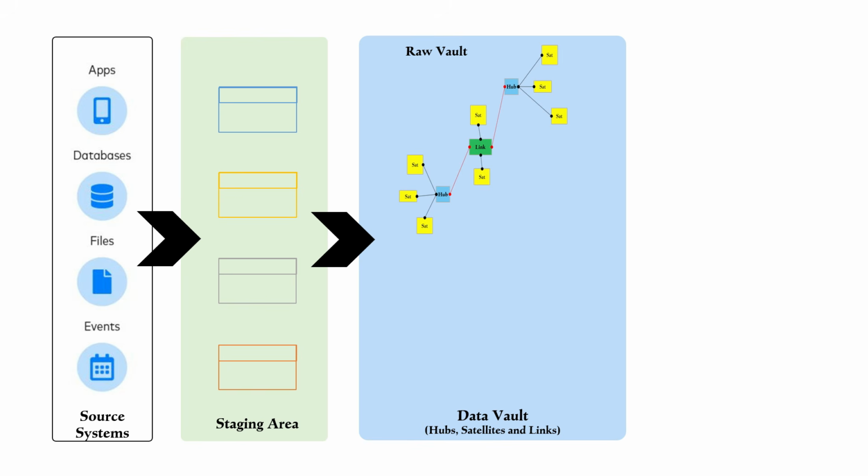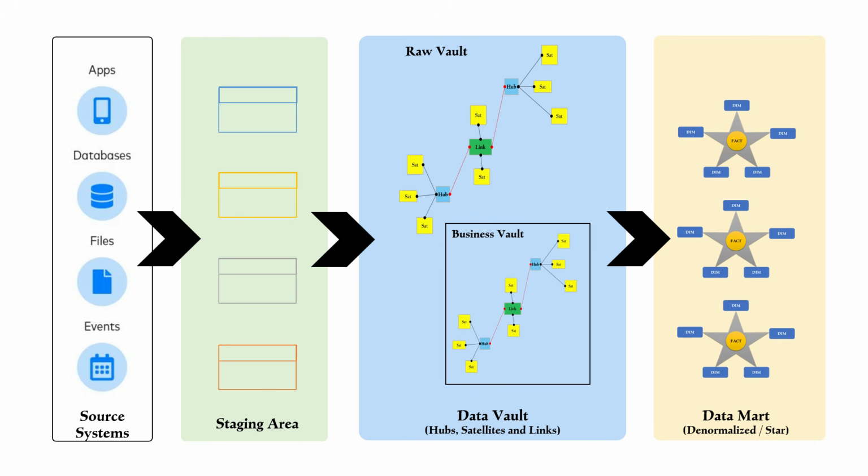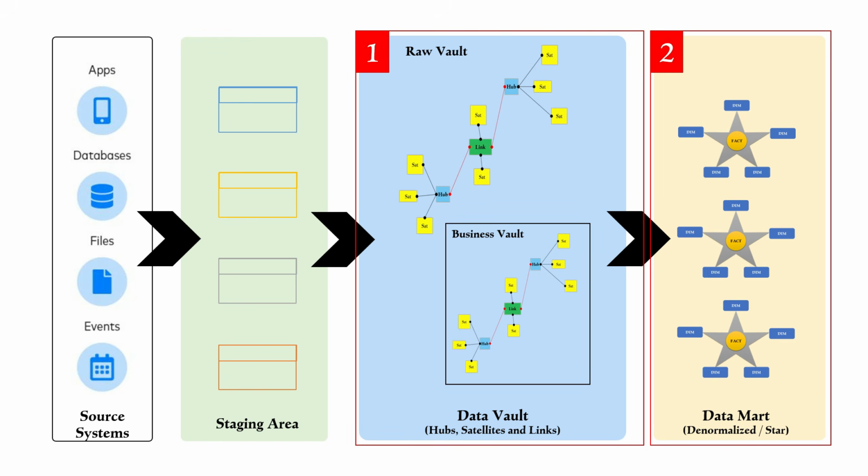On top of that, teams often create an optional business vault, where some of the business rules, derivations, and standardizations are applied, while still following the same hub, link, and satellite structure. You can think of the raw vault as an integration-friendly layer, while the business vault acts as a business-friendly layer on top. Finally, the data is published into data marts, often in a star schema format, optimized for reporting, dashboards, and analytics consumption.